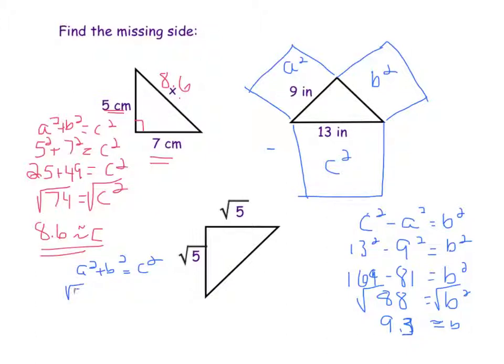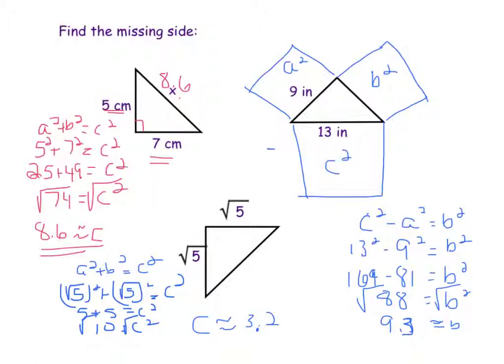So I now have the square root of 5 squared plus the square root of 5 squared equals c squared. The square root of 5 squared is 5. So I have 5 plus 5 equals c squared. 10 equals c squared, and I'm going to take the square root of that, so I came up with c is approximately 3.2.